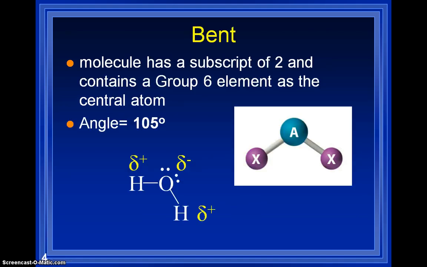Now the next one is bent. Molecules that are bent also have a subscript of 2, but these contain group 6 elements as their central atom instead of group 4. Water is an example of that: oxygen is group 6 and it's in the center, and then you have hydrogen here and hydrogen here. Because it's group 6, you have these unshared pairs of electrons that are repelling and pushing the hydrogens in this direction. So for the bent shape, which also looks like this, the angle between these 2 bonds is actually 105 degrees.